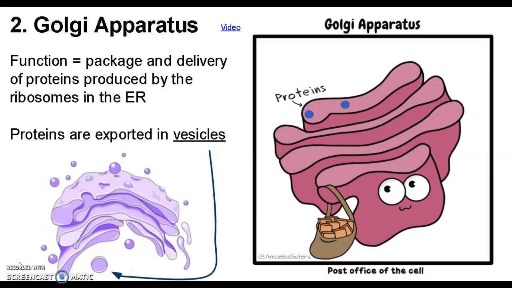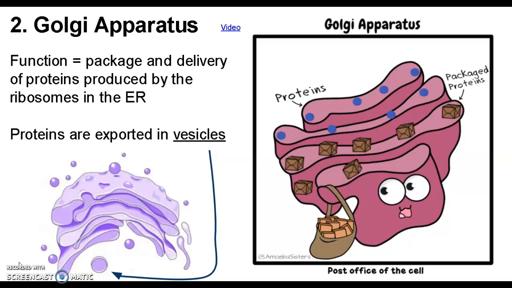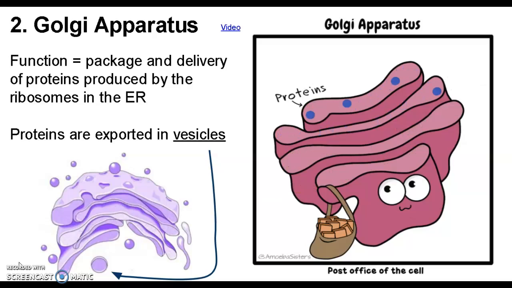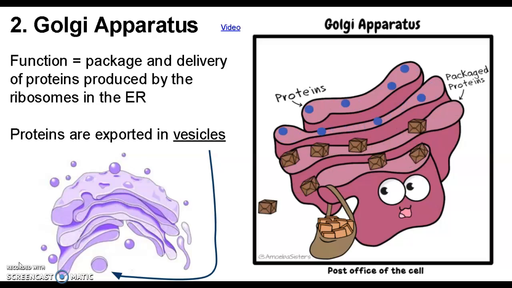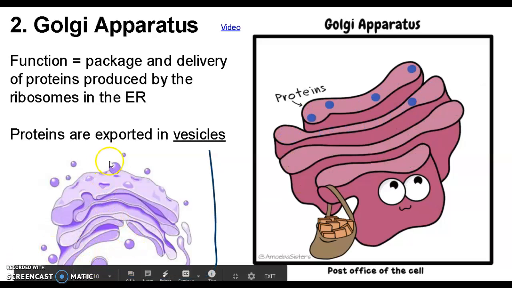Next, we have the Golgi apparatus. The job of the Golgi is to package and deliver proteins produced by the ribosomes of the ER. And also, they will modify some of these proteins. So protein will be made by the ribosomes on the rough ER, and then they will travel to the Golgi, where the Golgi will modify the proteins as needed and package them so that they can be transported throughout the rest of the cell in these structures called vesicles.